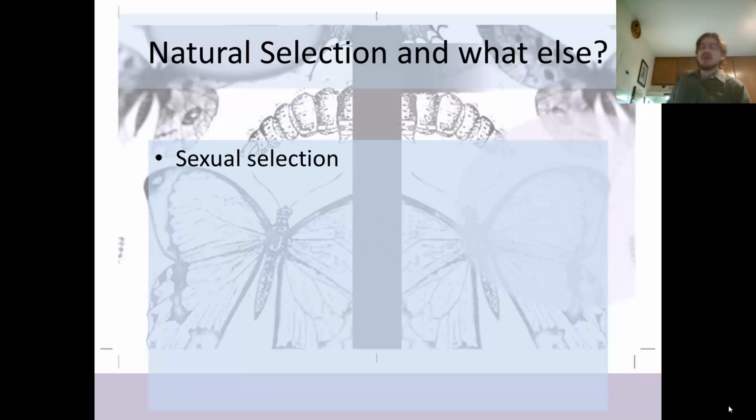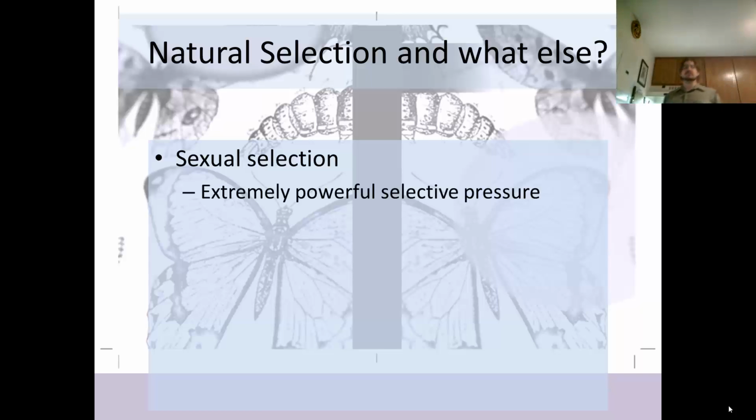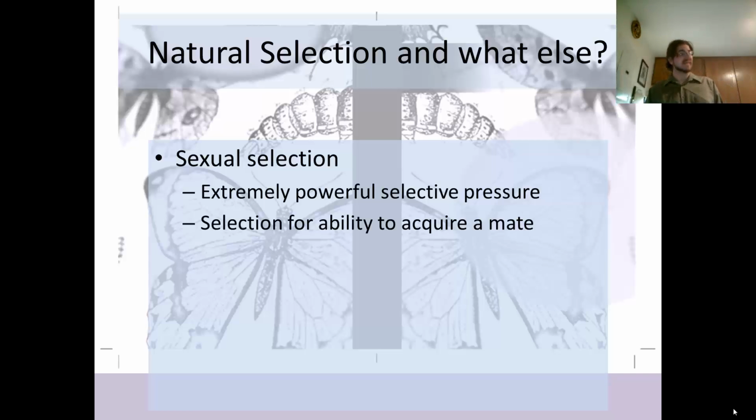So, what else drives evolution? Well, sexual selection is a driver of evolution. This is an extremely powerful selective pressure because in order to breed and have reproductive success, you kind of got to have sex. Sexual selection is the selection for ability to acquire a mate.